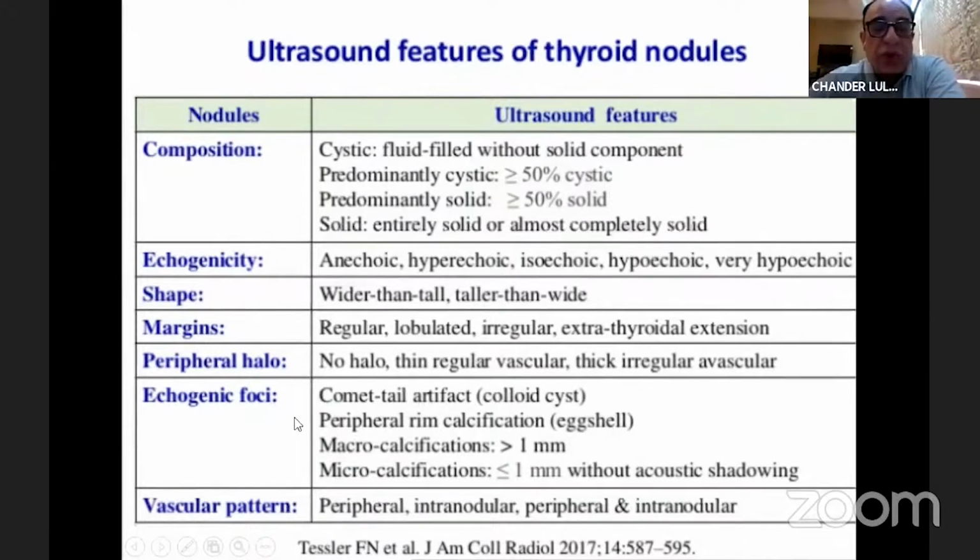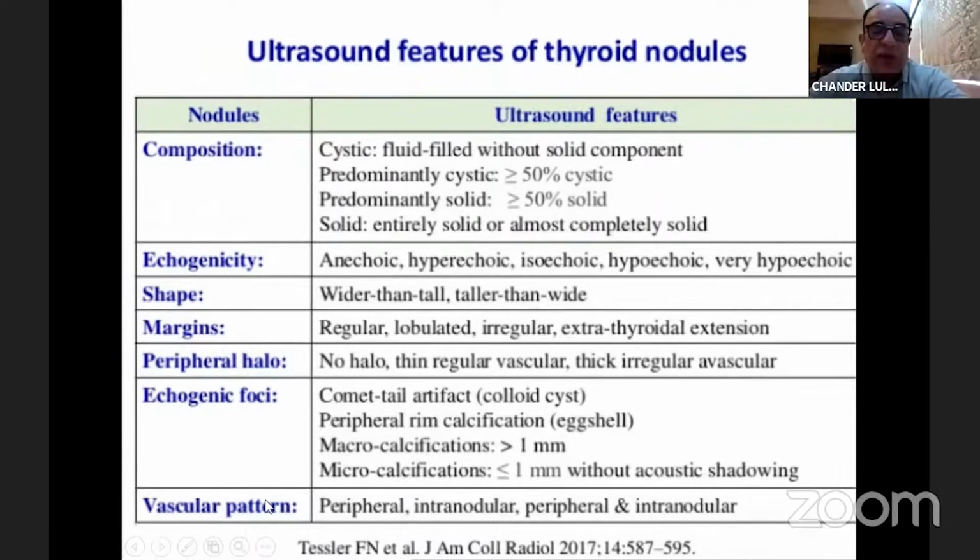This is a very important component, the calcification or echogenic foci, and we very commonly see ring down artifacts. So an echogenic bright spot which continues downwards is called the comet tail artifact and is seen in degenerative cysts. Otherwise, we see calcification around the nodule called peripheral calcification. If it is larger than 1 millimeter, we call it macro. If it is smaller than 1 millimeter without shadowing, we call it microcalcification.